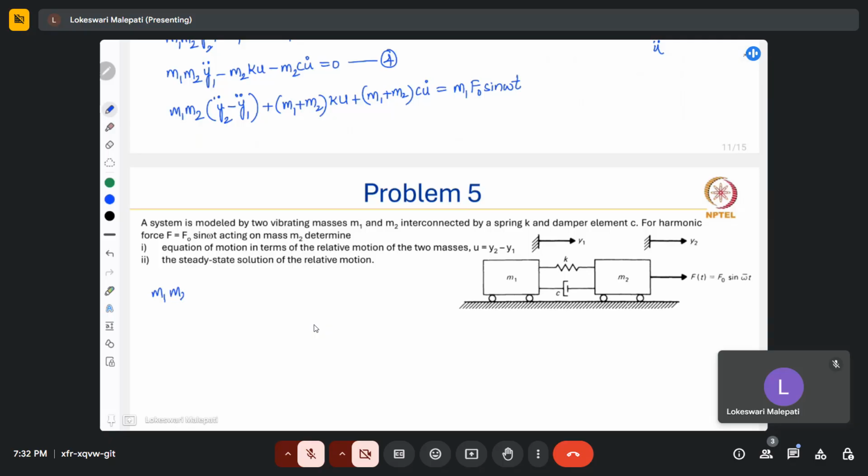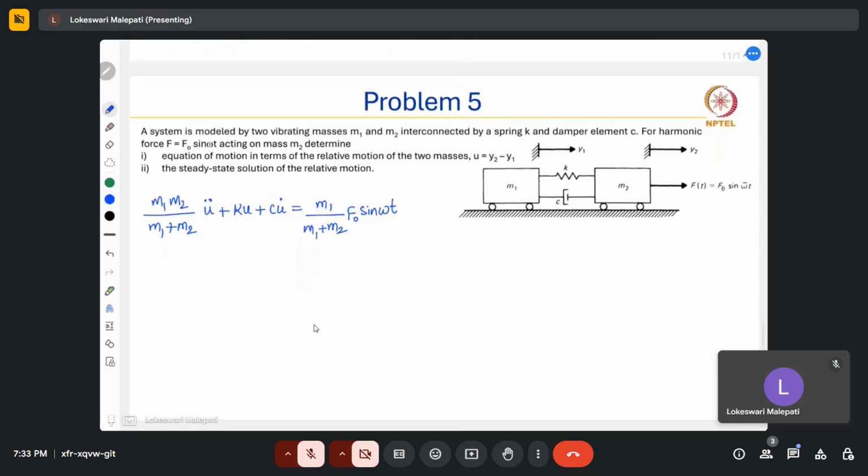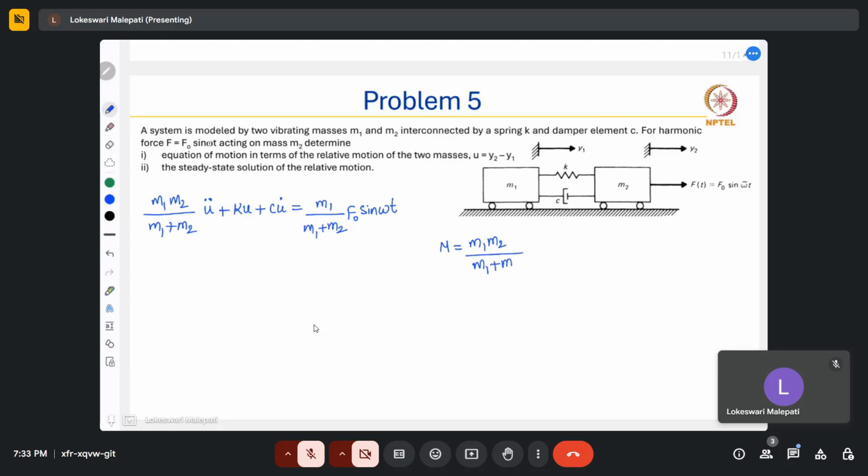So we have m1 m2 by m1 plus m2 u double dot plus ku plus cu dot is equal to m1 by m1 plus m2 f naught sine omega t. Now in this thing we can call this term the equivalent mass of this two mass system, where we can replace m is equal to m1 m2 by m1 plus m2.